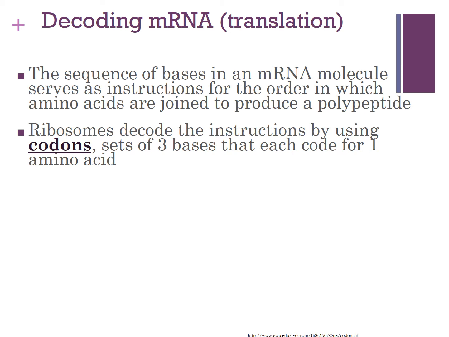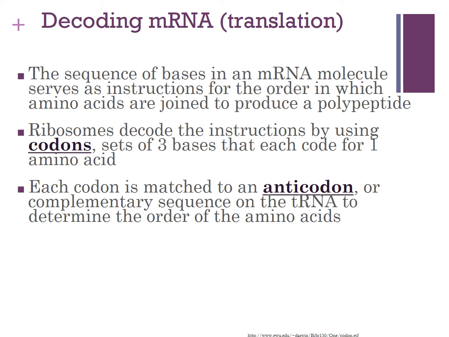Each codon is going to be matched with an anticodon, and that anticodon is a complementary sequence that's going to be on the tRNA that will determine the order of amino acids. Okay, so that anticodon is on the tRNA. And the anticodon is going to be at the bottom of the tRNA. And at the top, there will be the amino acid. And I'll show you some more examples of this in class.